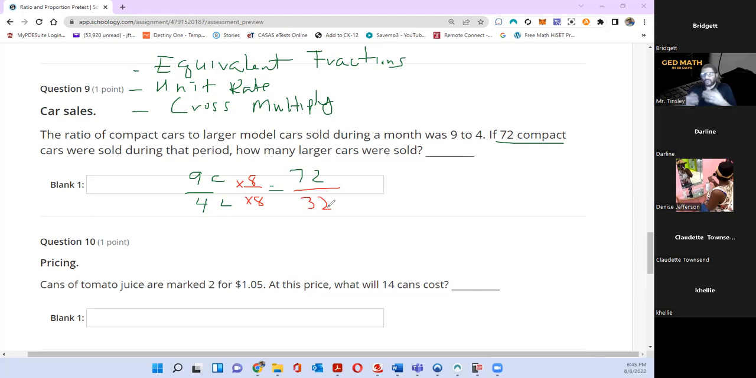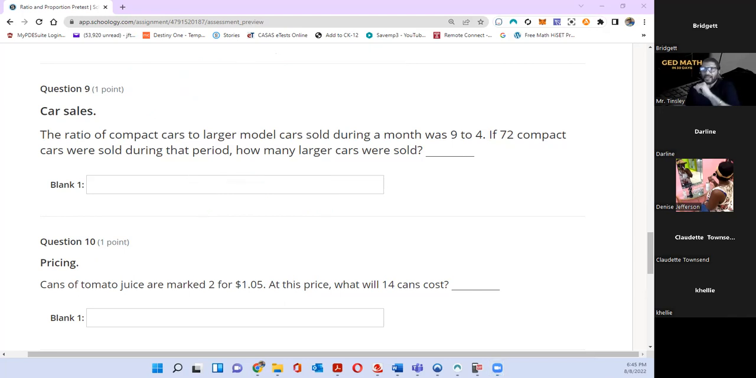I showed you the first one, the most difficult way, by cross multiplying first. Most of the time on the GED, you can solve a proportion problem by equivalent fractions. So the first way I want you to try is equivalent fractions first, then unit rate, then cross multiplication. So let me share an example of unit rate.